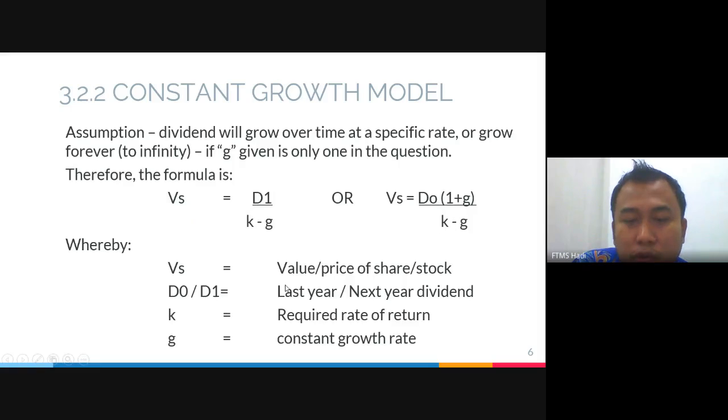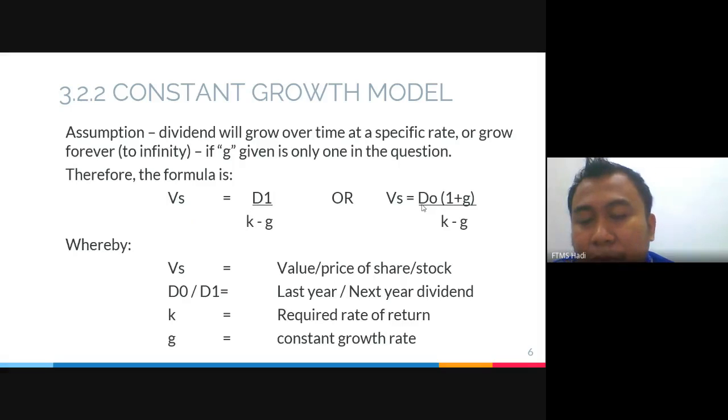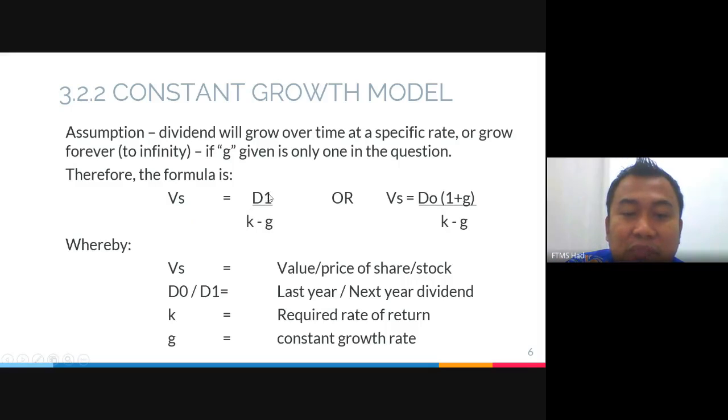Vs, as usual, is the value or price of a share or stock. D0 means last year or today. Anything that represents past tense or present tense, which is last year, today, currently, is D0. But D1, the dividend for year one, relates to the future, which is next year's dividend. K, as usual, is the required rate of return, and G is the constant growth rate.